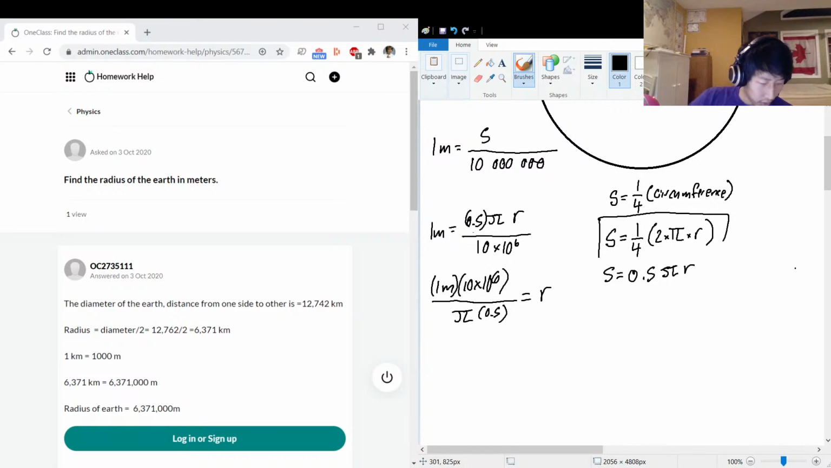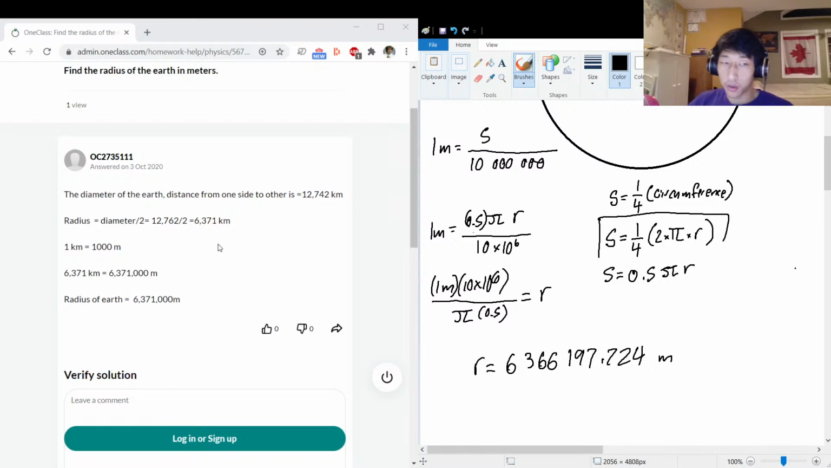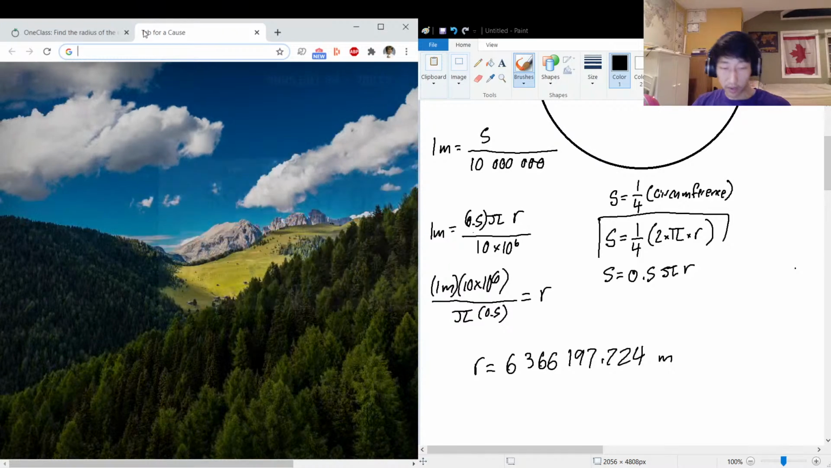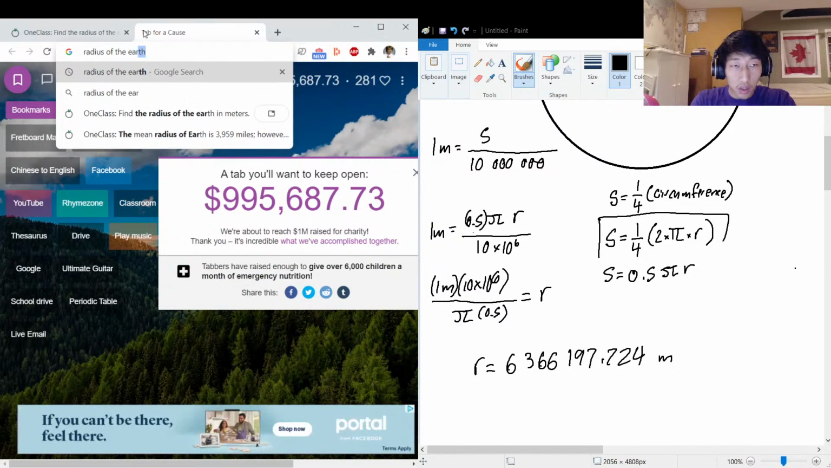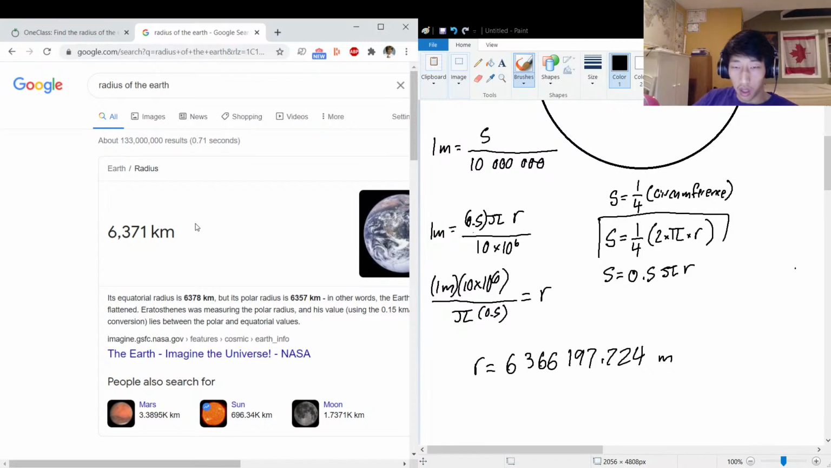And that's equal to, r is equal to 6,366,197.724 meters, and that's the actual precise value that I got from that particular calculation, which is fairly close to what they give here. Now, if I Google real fast the radius of the Earth, it seems fairly close here. Yeah.